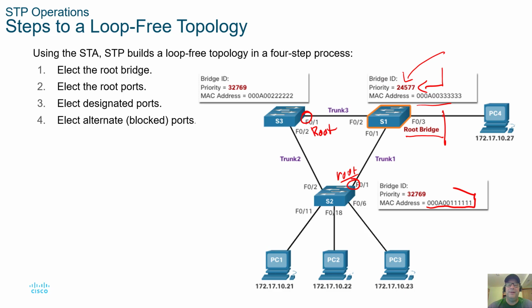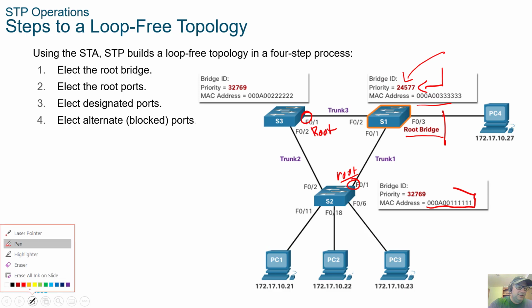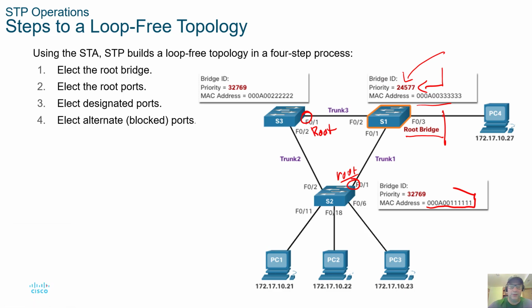Other ports that we want to identify, let's go to another color. Designated ports, and we can say this and this are both considered designated ports. These are going to be our designated ports on the root bridge. And then the final one, this will be a designated port as well. The final port that we need to identify would be the blocked port, and we're just going to go ahead and say our blocked port is going to be right here.